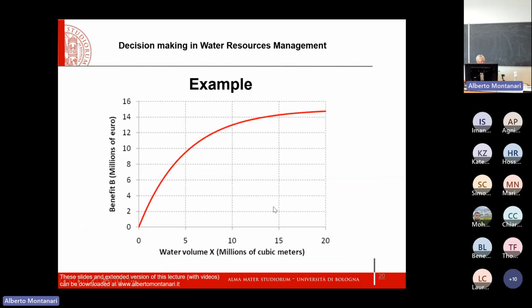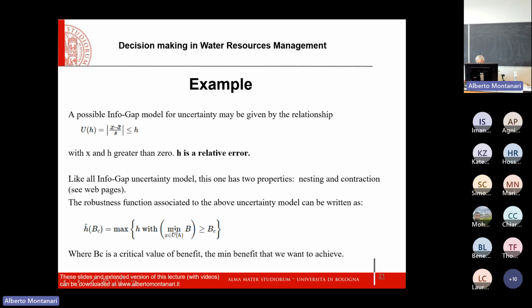Sorry, I go back to the slide with the benefit function here. Once you have the X identified, you compute the benefit, and you look at the minimum benefit, because you want to look for the worst situation. And then you identify the H value which makes sure that the minimum benefit is still larger than BC.